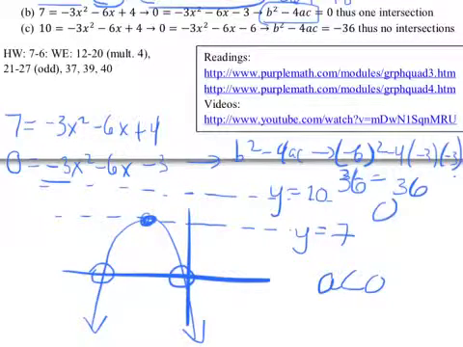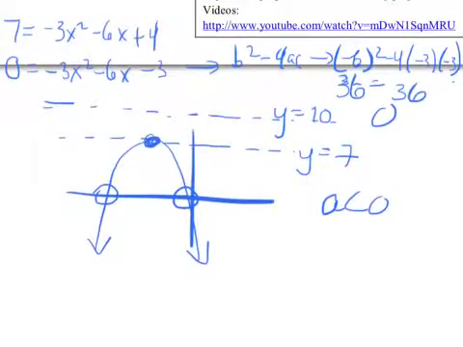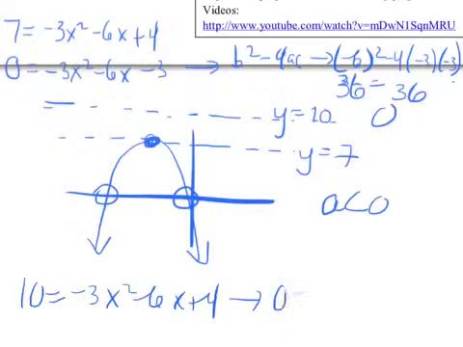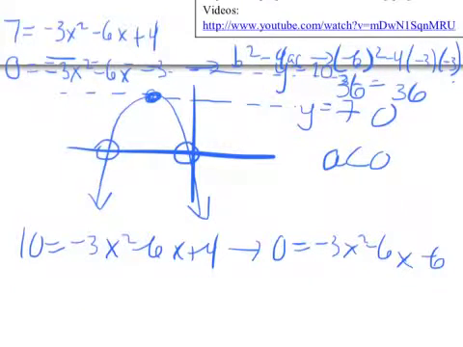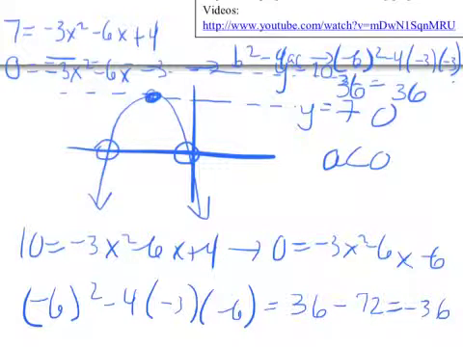But let's prove it. So we'll set the equation equal to 10 now. Subtracting the 10. I apologize. And now what we can do is take a look at the discriminant for this. B squared minus 4 times a times c is equal to 36 minus 72. Right? 4 times 3 is 12, 12 times 6 is 72. Which is negative 36. Which means that there are no intersections.